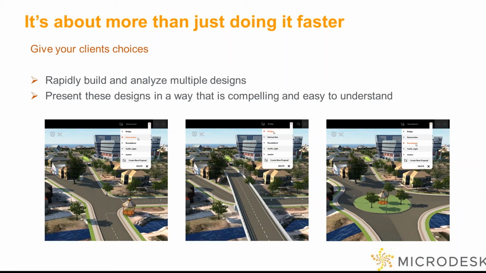You can see we've got an intersection, we've got a bridge, and we've got a roundabout. This is all very easily done, very quickly done in one cohesive model, and we can get some real feedback and answers on what we're doing early on in the game, before we actually start the construction phase, without putting a whole lot of effort into it.